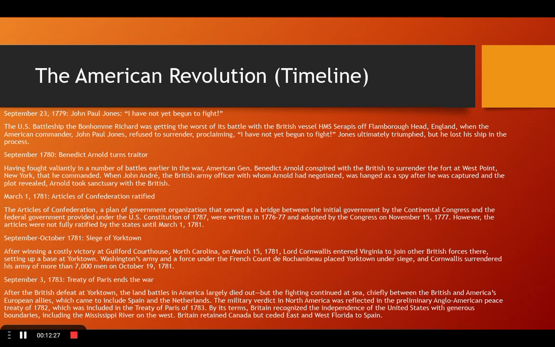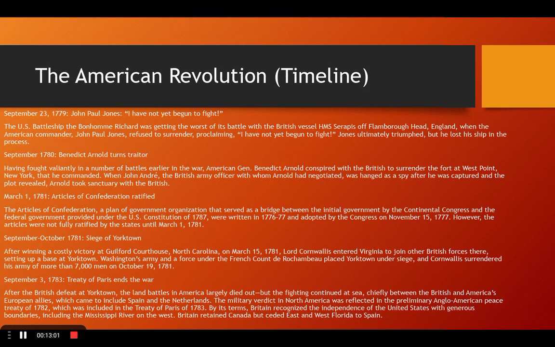September 23, 1779, John Paul Jones: "I have not yet begun to fight." The American ship Bonhomme Richard was getting the worst of its battle with the British vessel HMS Serapis off Flamborough Head, England, when the American commander John Paul Jones refused to surrender, proclaiming, "I have not yet begun to fight." Jones ultimately triumphed, but he lost his ship in the process.